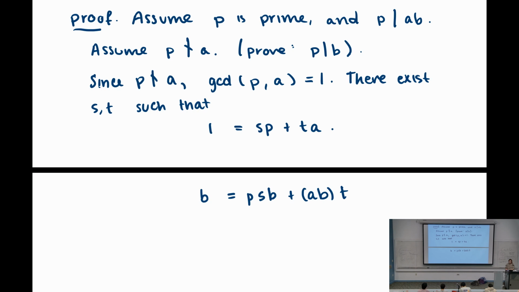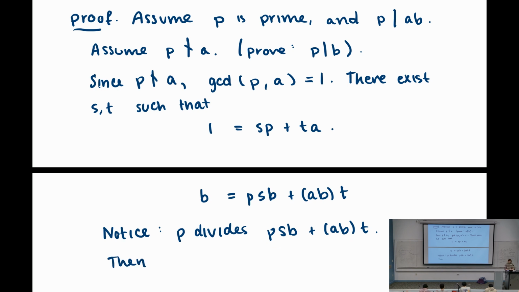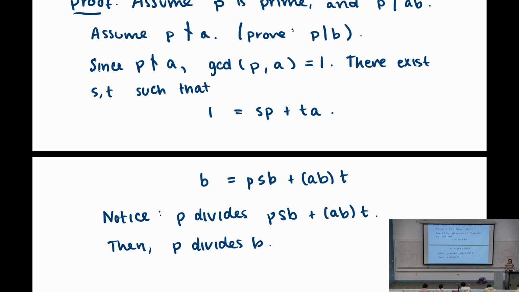Okay, and now notice P divides PSB plus ABT, because P clearly divides this summand, and then P also divides AB. So that implies that P divides B, which is what we needed to show. So that concludes the proof.